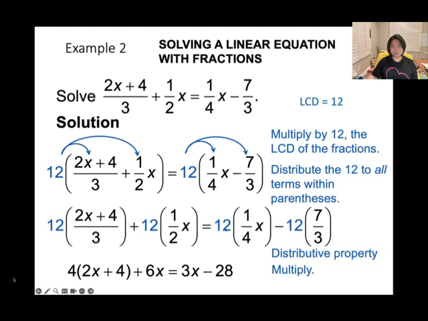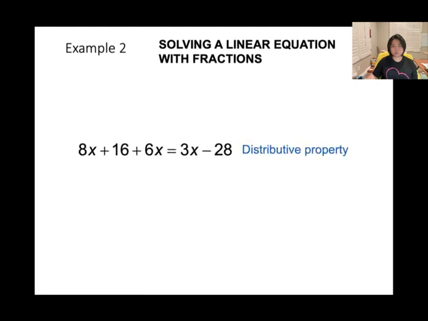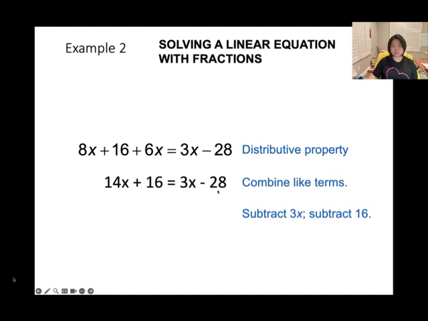Okay, right? So now you're going to distribute this one also. Okay, combine the like terms. So x plus 6x, you're going to get 14x. And then you're going to subtract the 3x. You want to isolate the x. So at the same time, you could subtract the 16 for both sides. And then at the end, you're going to divide it by 11 for both sides. You should get x equal to negative 4.